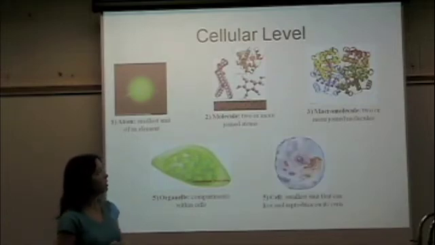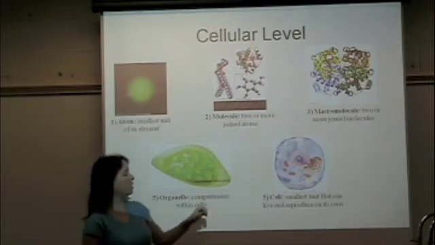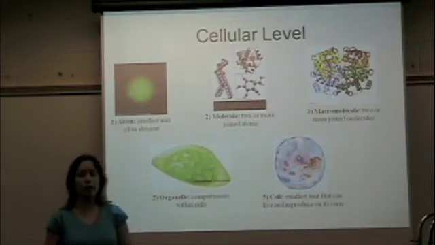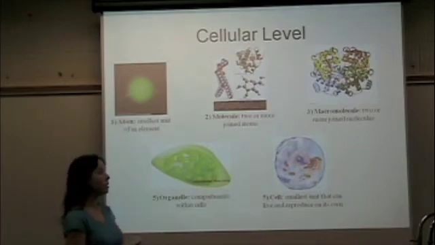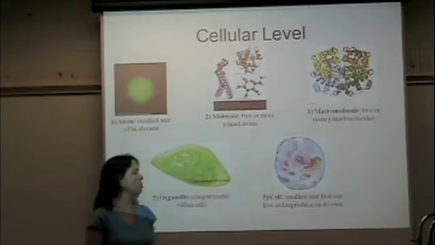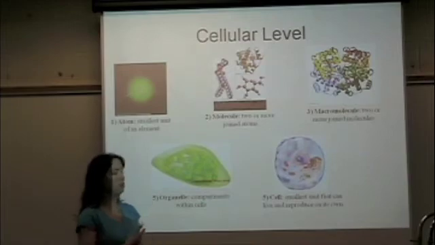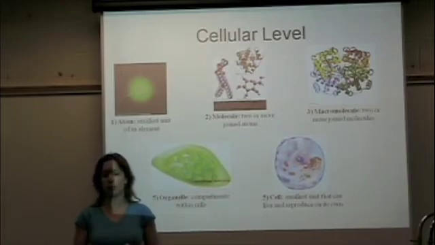The largest on the cellular level is the cell. And the cell is the smallest unit of life. It can reproduce on its own. And you can see in the picture some of the little compartments or organelles. This is a picture of an animal cell, and we'll talk more about cells later on this semester.